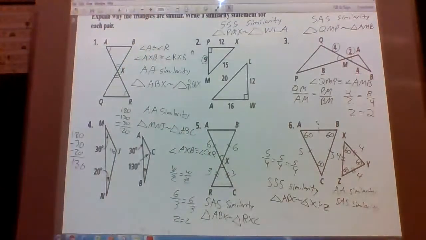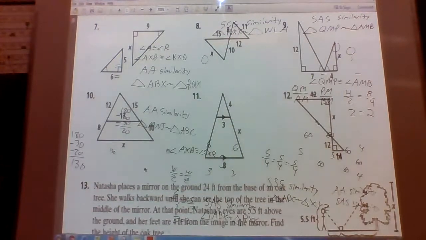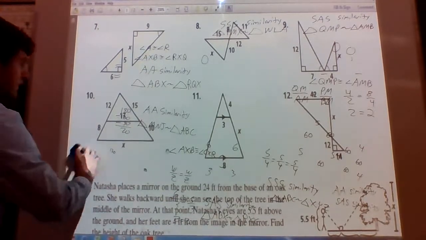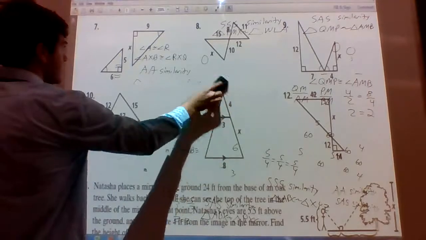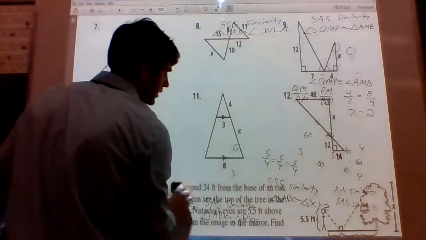40 minutes. Okay, 7 to 12. Actually, probably should be quicker because they are solving ones. Okay. So these, they're telling us they're similar. Did they tell us they're similar? No, they didn't. Wants us to find x.